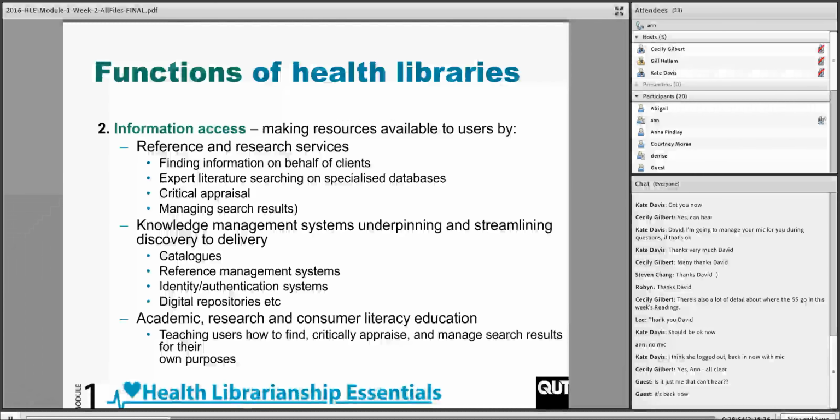And then if we aren't finding the resources and giving them to our clients ourselves, then we're teaching our clients how to do it for themselves, and that's where the whole area of user education comes in. It's called information literacy these days, but it can come under the banners of academic literacy, research literacy, consumer literacy, and that's the sorts of activities around user education that we undertake in order to help our clients find the information for themselves.